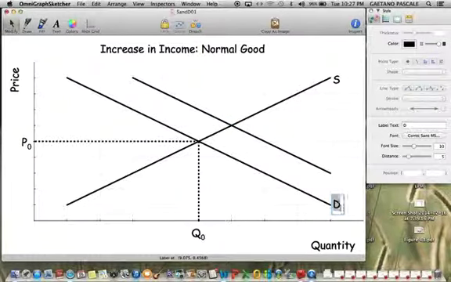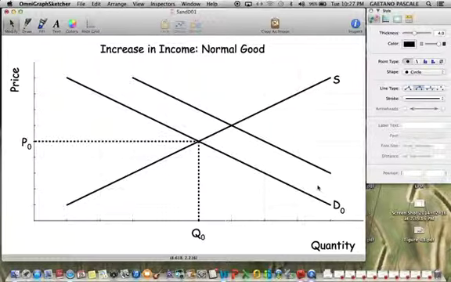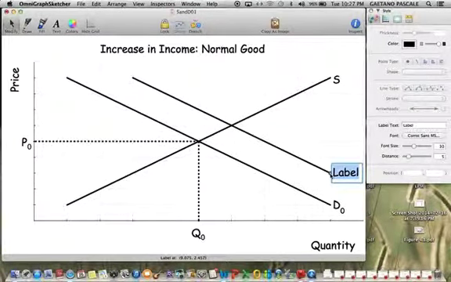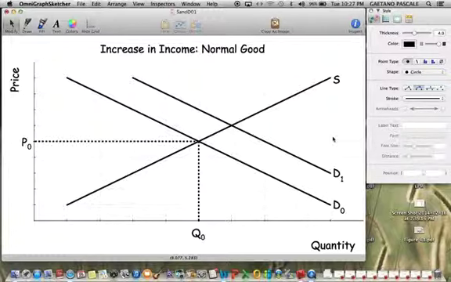One of the things you should make sure that you do on the exam, if I ask a question about this, is appropriately document and show which is the original demand curve and which is the new demand curve. As you can see here, I've drawn in demand curve 1 and demand curve 0. Demand curve 0 is the original demand curve and demand curve 1 is the new demand curve.